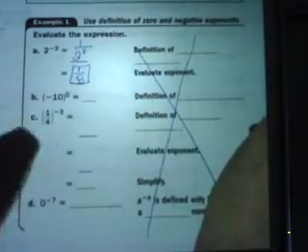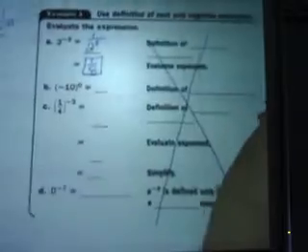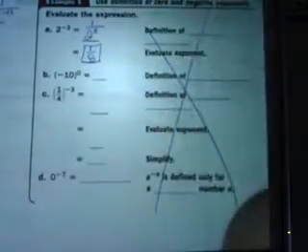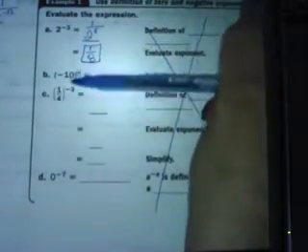I'm not so much worried about following our steps here. Look at B. I have negative 10 to the 0 power. Remember, any number to the 0 power is always 1.